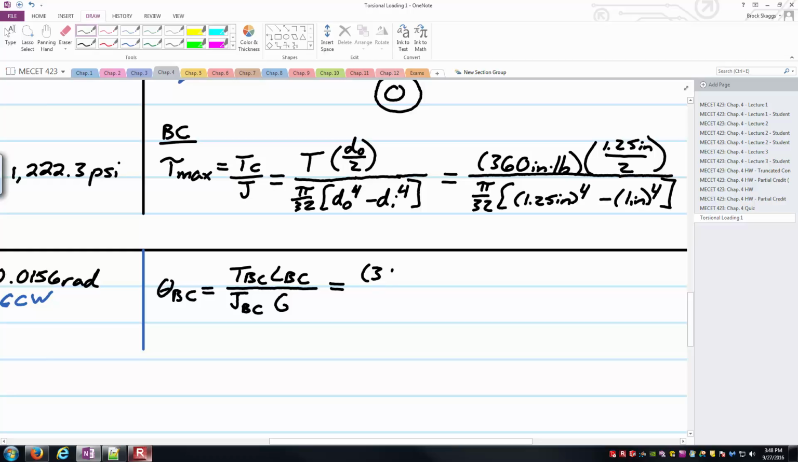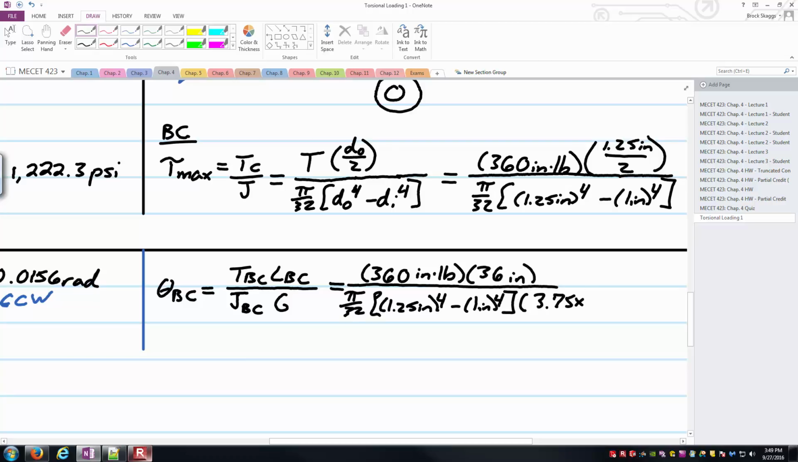360 inch-pounds was the torque carried by this section. The length of BC, I believe, was 3 feet or 36 inches. The polar moment of inertia changes a little bit because it's pi over 32, d to the fourth minus d to the fourth. That's right here. So it's actually this expression right in the denominator above, 1.25 inches to the fourth minus 1 inch to the fourth. And then the G value is 3.75 times 10 to the sixth psi here.